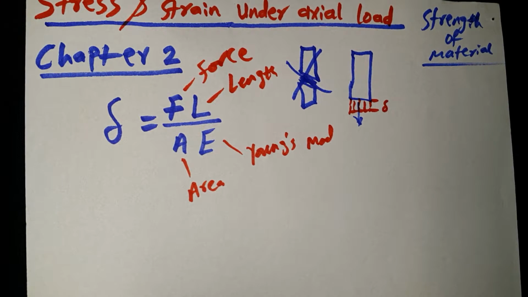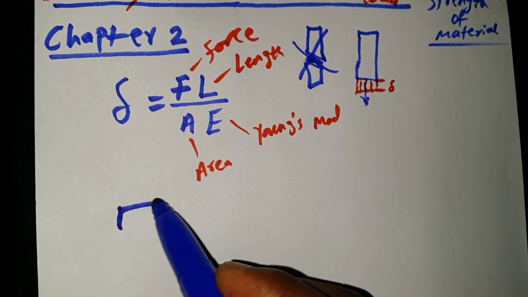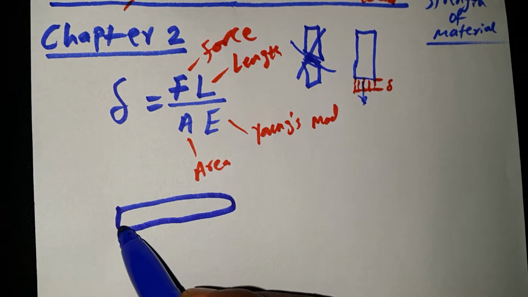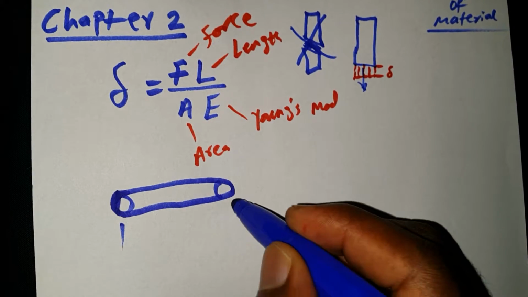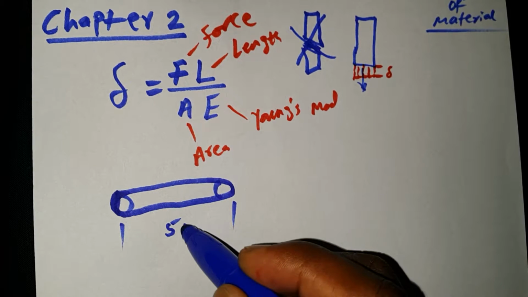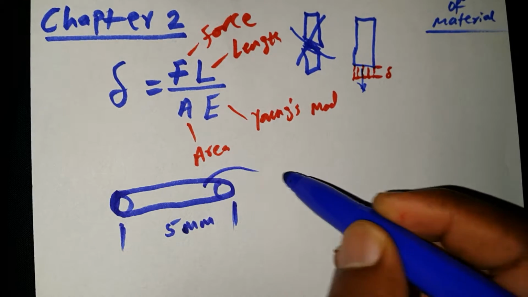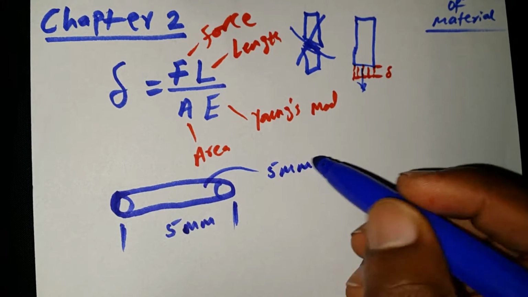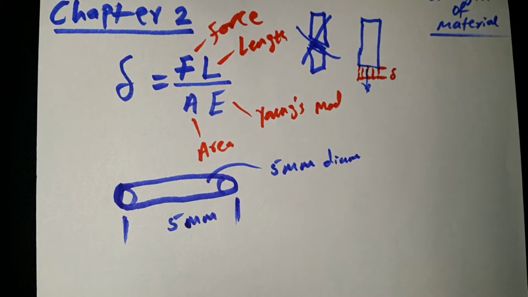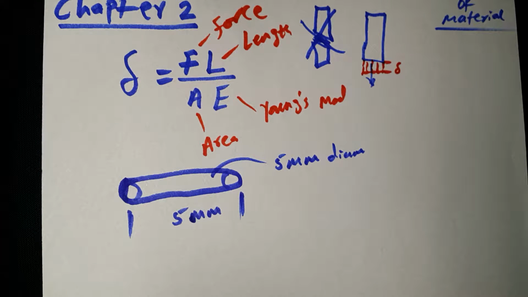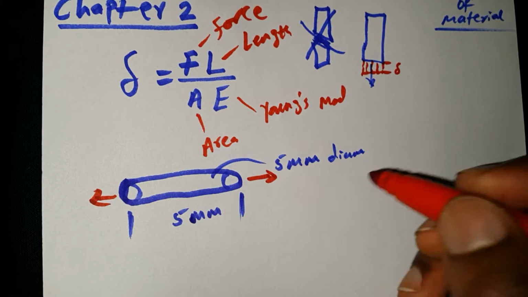So let's solve one example so you understand. Now we have a member like this that looks like a cylinder. This is an example. We said the length is maybe 5 millimeter, and the diameter is, let's say, 5 millimeter diameter. So now let's try to solve this, and we know that a force is applied here, P.